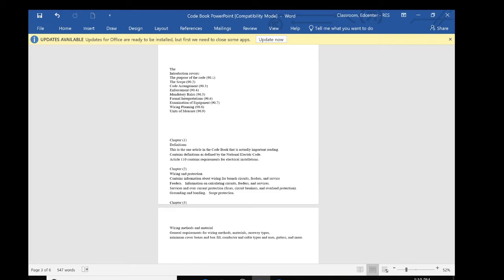So 90.9, A, measurement systems of preference. For the purpose of this code, metric units of measurement are in accordance with the modernized metric system, known as the International System of Units, SI. If you're taking a test, that might be on there too. So then B, we're going to read dual systems of units. SI units shall appear first, and inch-pounds units shall immediately follow in parentheses.